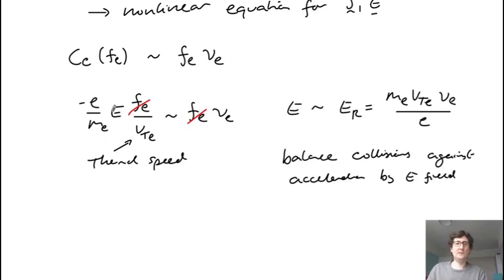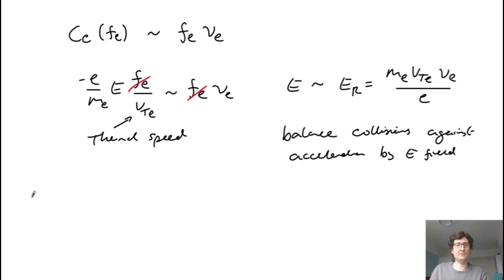Now what happens if the electric field is larger than this is quite interesting. If the electric field is bigger than E_R, then the electrons accelerate, so the acceleration term is bigger than the collision term. And as the electrons get faster, the collision rate drops. So nu_e goes down as the velocity goes up. And so the acceleration becomes even larger, the velocity builds up and up and up, and the electrons are accelerated. And this is called a runaway.